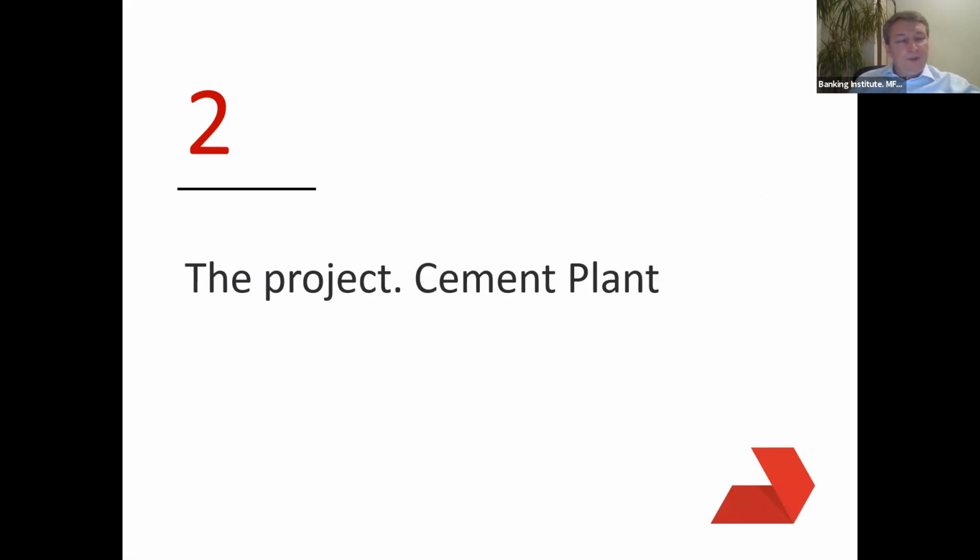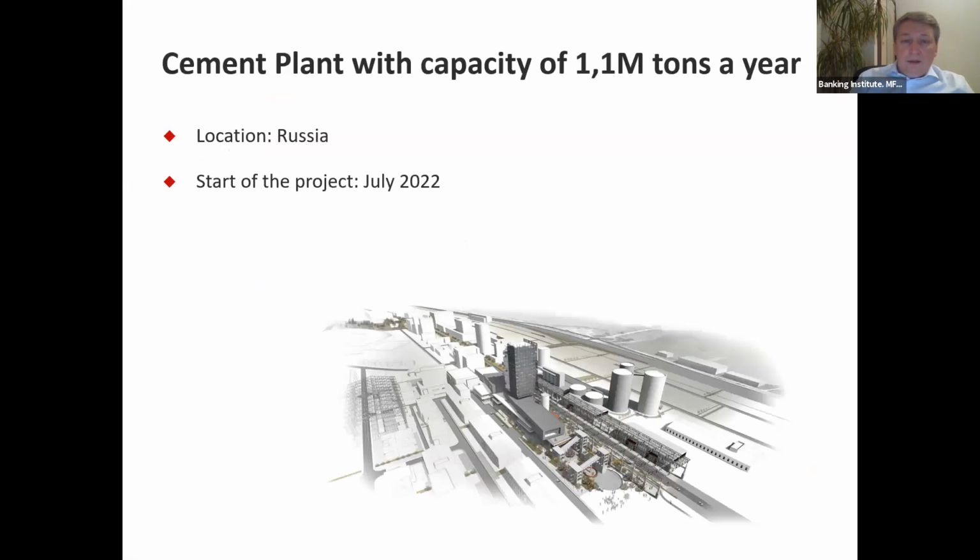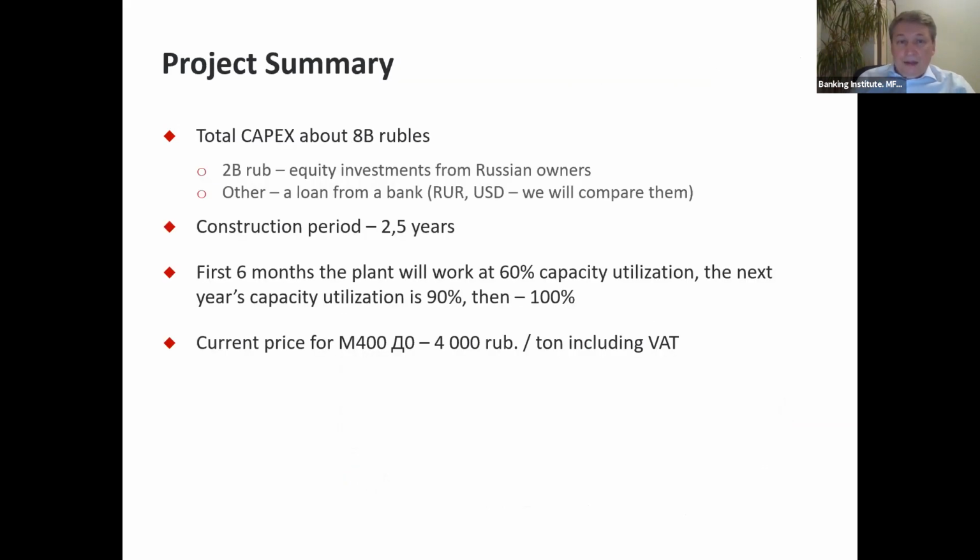Okay, so this is more or less our introduction. This is our general principles, and now let's talk about the project I'll use for my model. This project will be a cement plant, some fictitious cement plant that we build from scratch. It will have capacity 1.1 million tons a year. It will be located in Russia. We'll start this project in the middle of next year. So our model will be from July 2022.